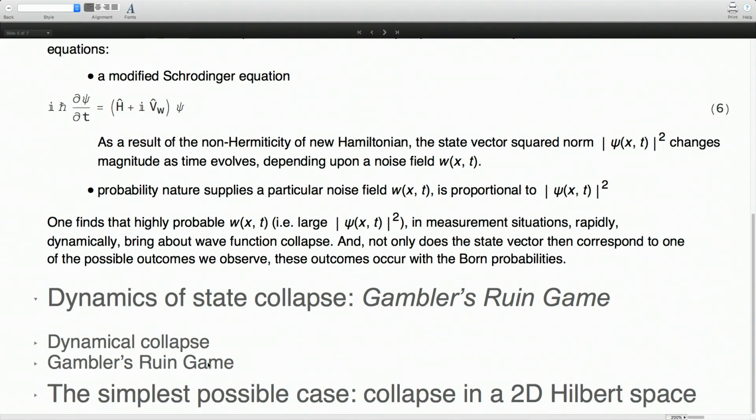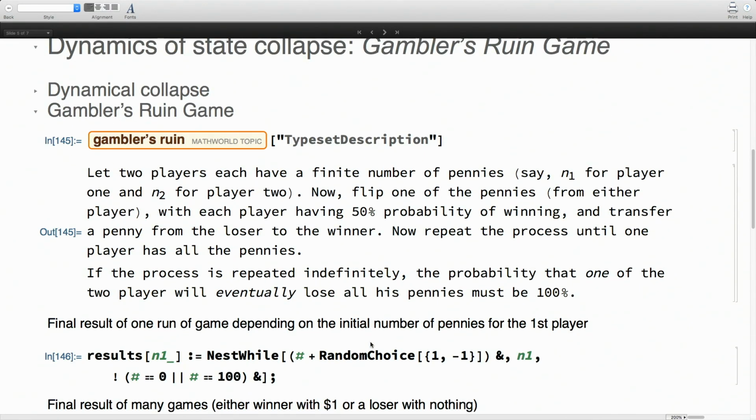What is collapse dynamics? The best example that I found in the literature is called the gambler's ruin game. So what is this game? Let's say I have 10 pennies, you have 90 pennies, and we start throwing a coin. Head, you will give me one penny. Tail, I'll give you one penny. And we keep playing until one of us wins, and the other one loses. So it's a random process.